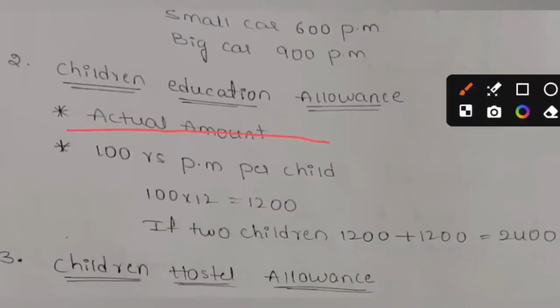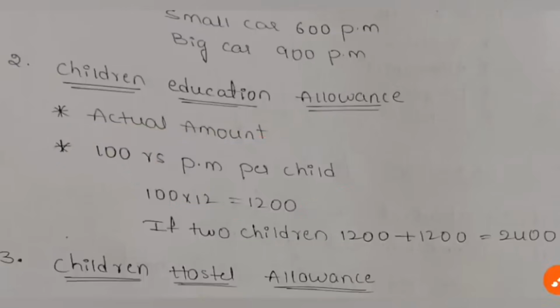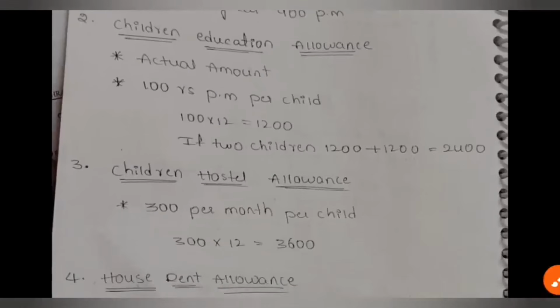In children education allowance, actual education allowance or 100 rupees per month is exempted. So per month 100 means for 12 months how much will it be? 1200 for a single child. If 2 children are there, it will be 2400. According to the Income Tax Act, it is exempted for 2 children only. If he is having 3 or 4 children, the exempted amount is only up to 2 children itself.